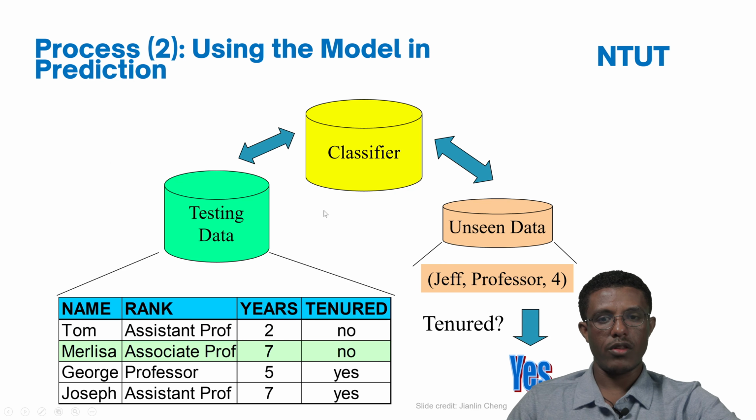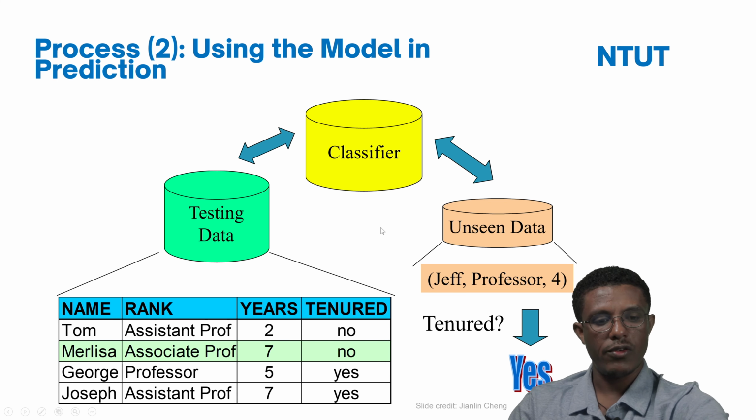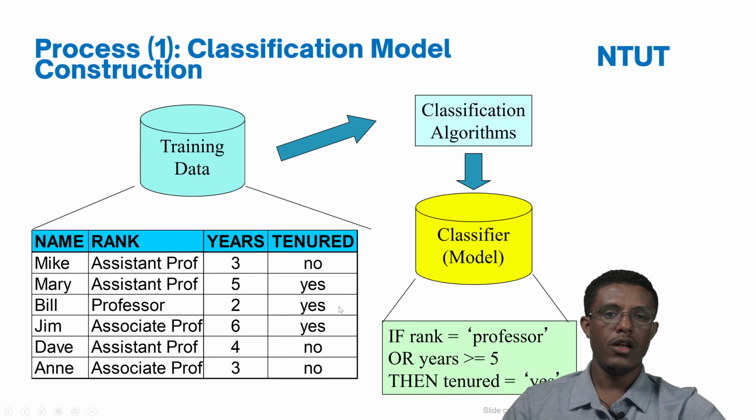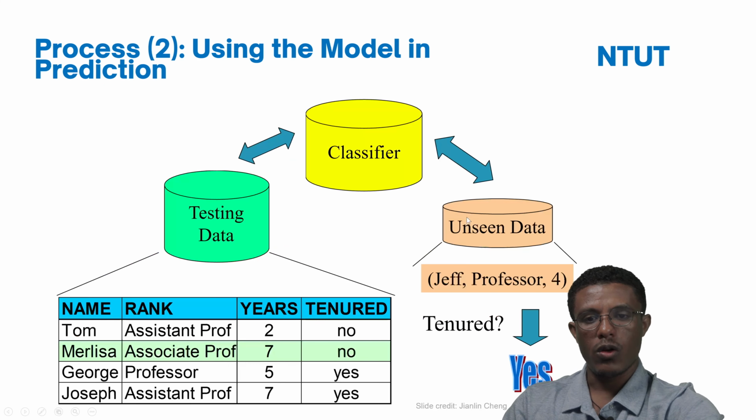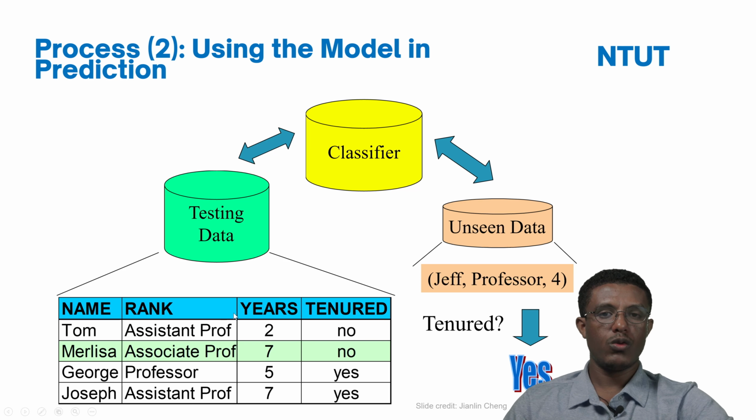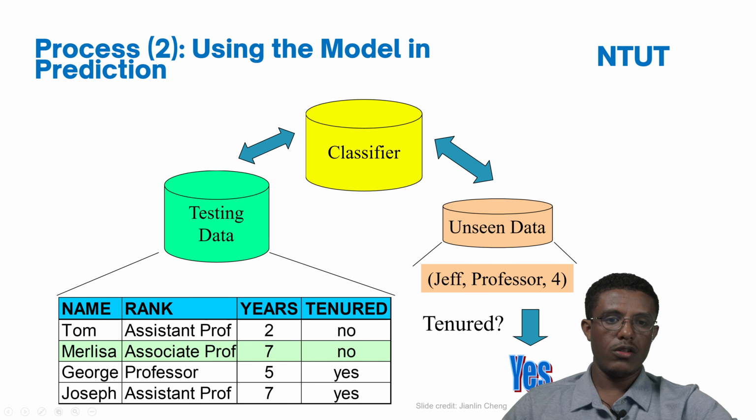So, for example, from the previous data, we use the model for prediction, just like testing data. In the previous step, we had the training data, and we trained the model. In order to deploy the model, we can give new test data here. We have unseen data here. This unseen data, the name is Jeff. He's a professor, and the years of experience is 4.